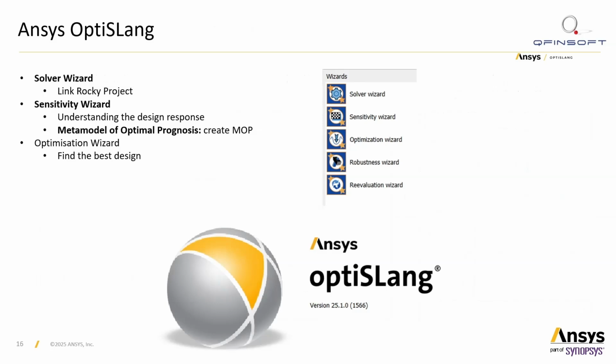Then on the OptiSLang side, we're going to use the solver wizard to link Rocky to the project. We can then use the sensitivity wizard to get an understanding of the design response and create a metamodel of optimal prognosis, which is what a MOP is. From that information, we can then use the optimization wizard, where we will find the best design.